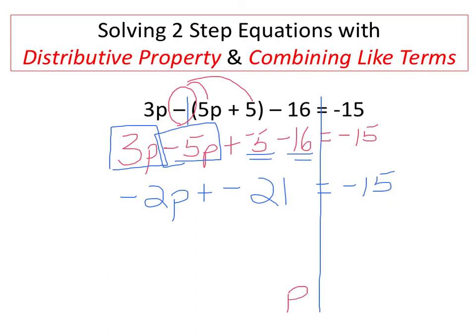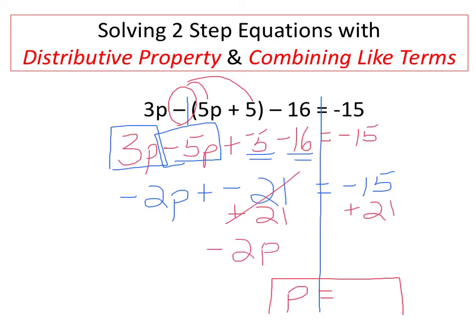Our variable in this one is p, and p is on the left. So it's going to remain on the left in our solution. And now we have to think about what do I need to do to get the p alone. So if we have a negative 21, we're going to add the opposite, plus 21 on the left, plus 21 on the right. Those cancel out. On the left, we copy down the negative 2p. On the right, we have negative 15 plus 21 is positive 6.